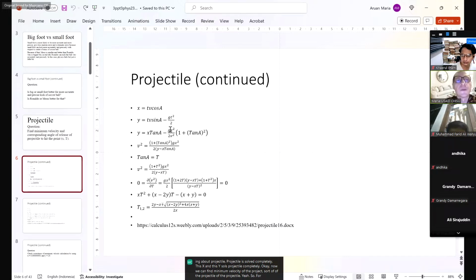For any point you want to hit, you can always find minimum velocity. Is that clear?